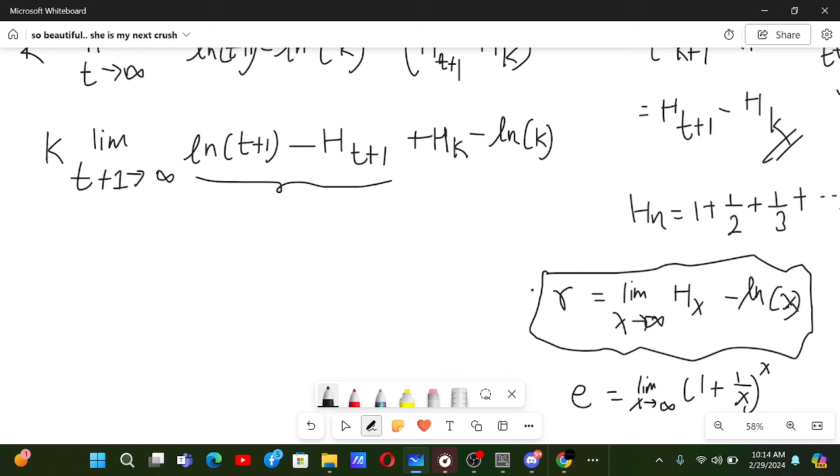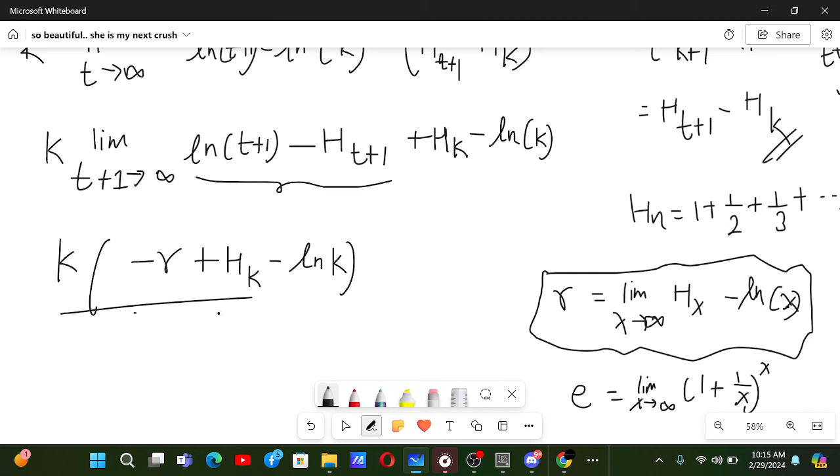Okay, so now we know that this is actually the reverse of the expression. That's why this will be negative of the Euler-Mascheroni constant plus h of k minus ln of k. Is that it? Minus Euler-Mascheroni constant plus h of k minus ln of k. Okay, so this is the answer from the answer key.